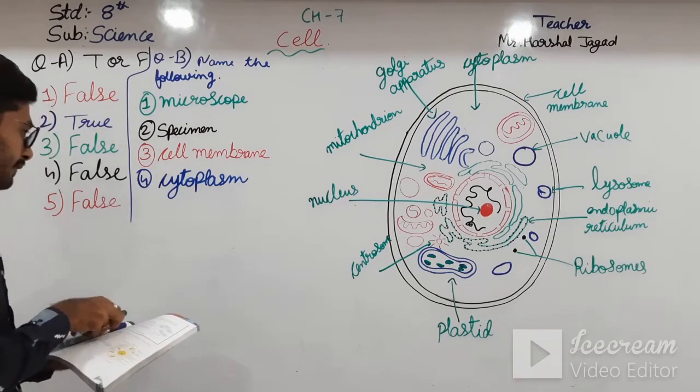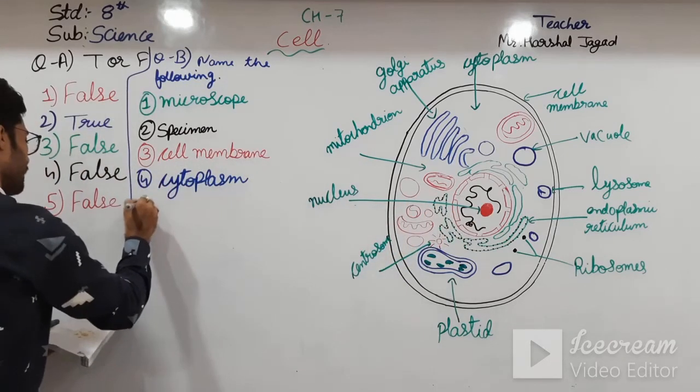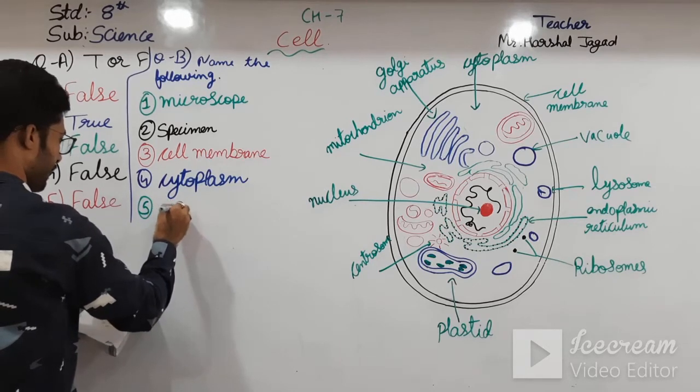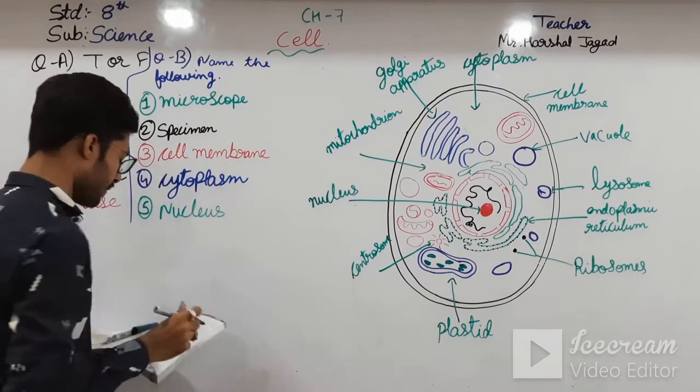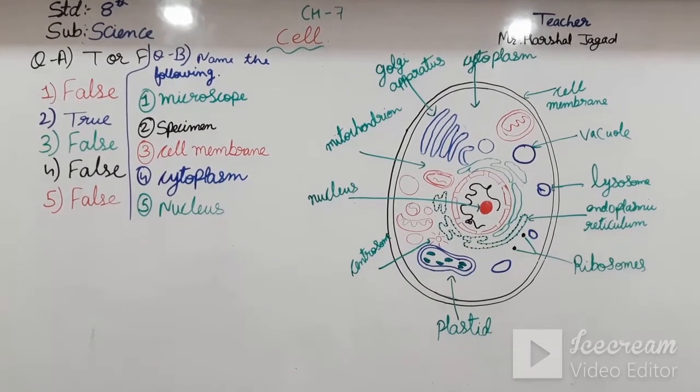And the fifth one, that is the brain of the cell, that is the nucleus. Okay, students, please note down the answers. Have you written this down?